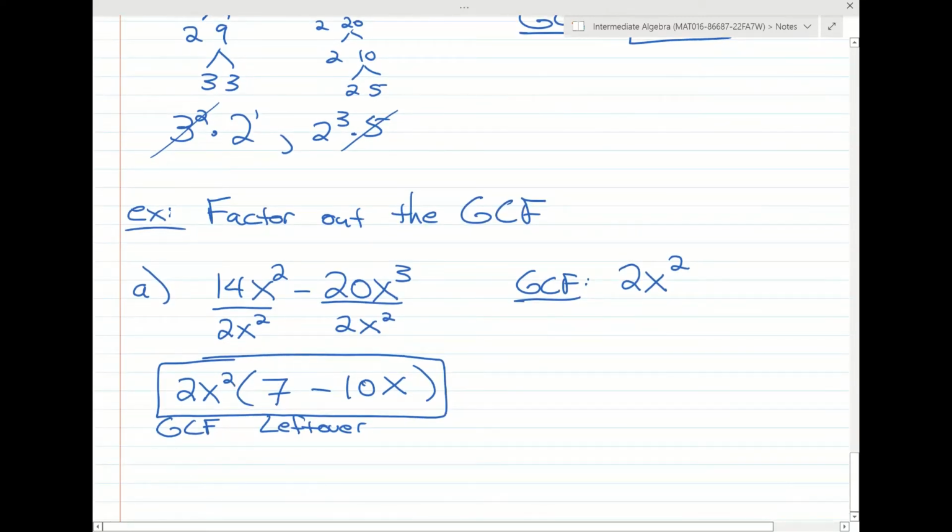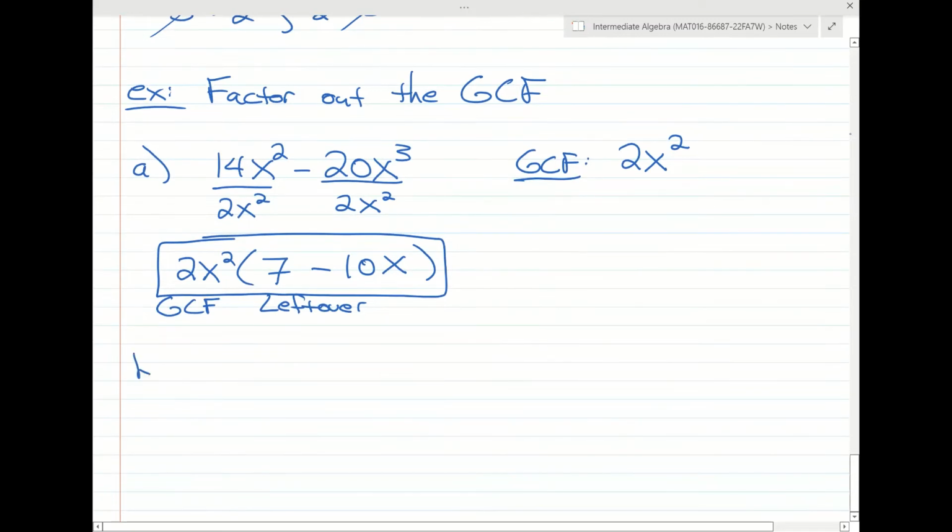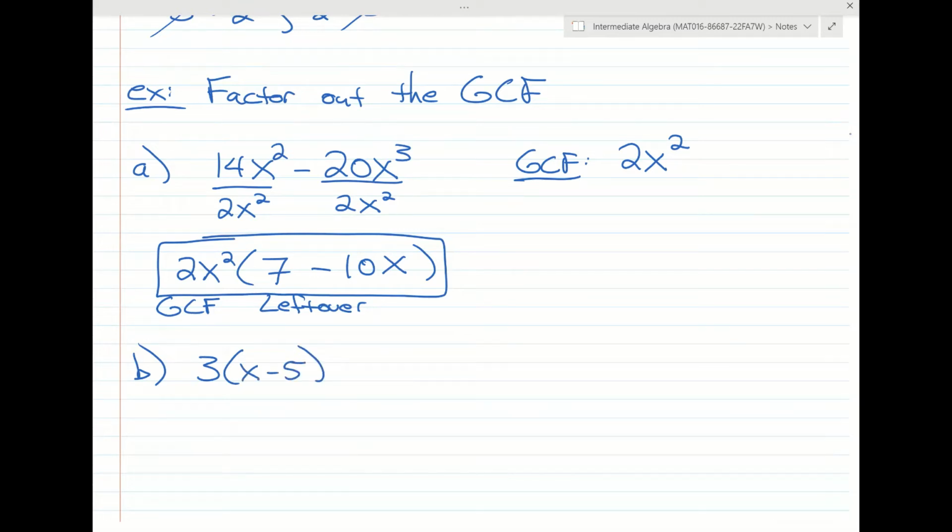Really, the word factor means write as something times something else. That's what factor means. If you're going to factor 10, you would say 10 is 2 times 5. Well, what if we had 3 times x minus 5 plus y times x minus 5?